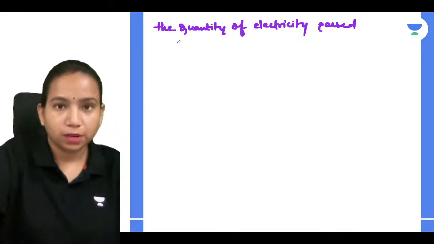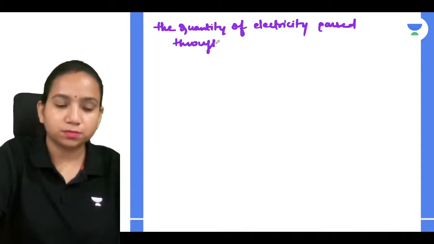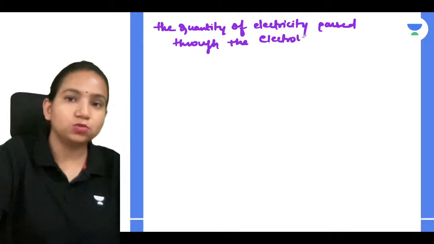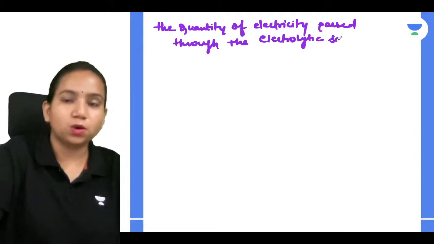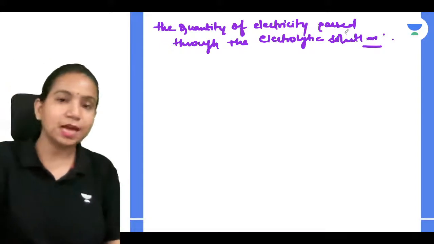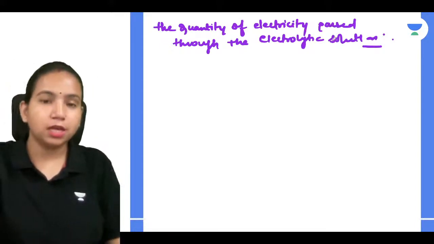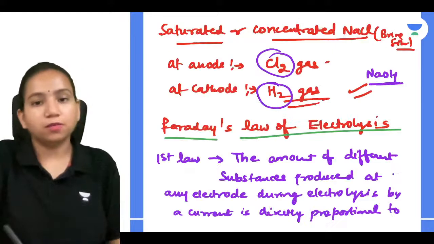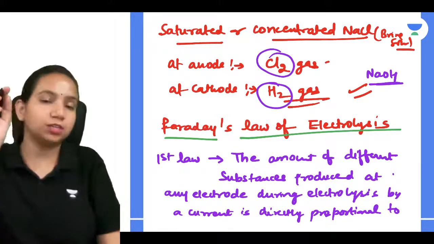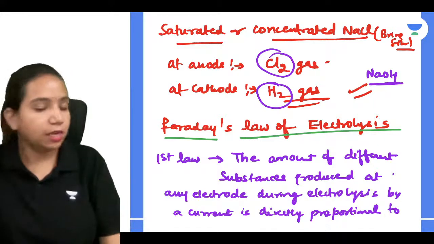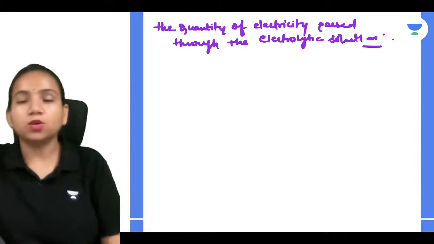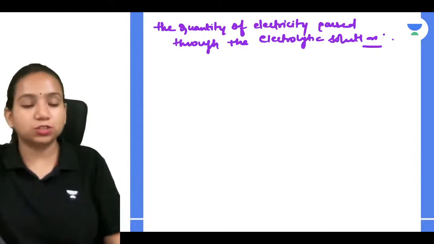Okay, very good. So Faraday's first law says that the amount of different substances produced at any electrode during electrolysis by current is directly proportional to the quantity of electricity passed through the electrolytic solution.